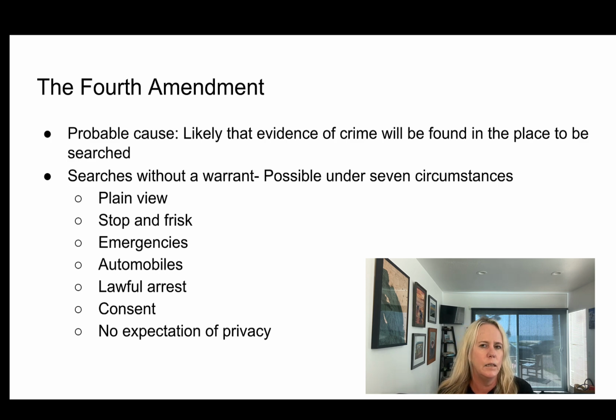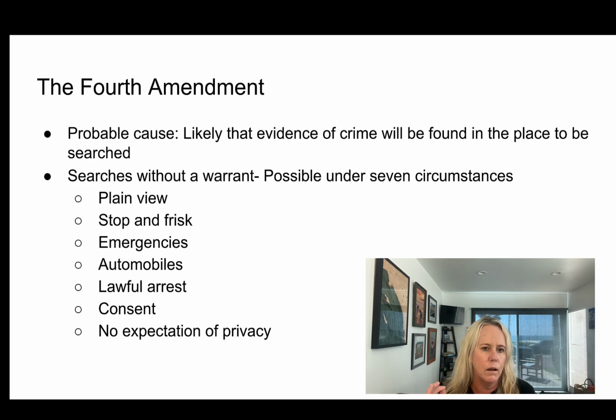The officer sees something in plain view that indicates that you have committed a crime. In stop and frisk situations, so a police officer, if they're pulling you over for a lawful stop, has the right to pull you out of the car and frisk you for their safety. In the case of emergencies, so a crime has just happened, the police have the ability to investigate or to solve that caper, so to speak, that's happening right in front of them.